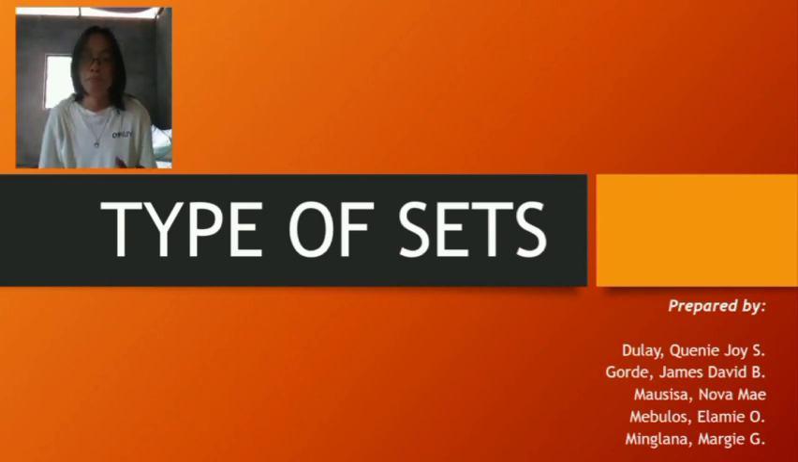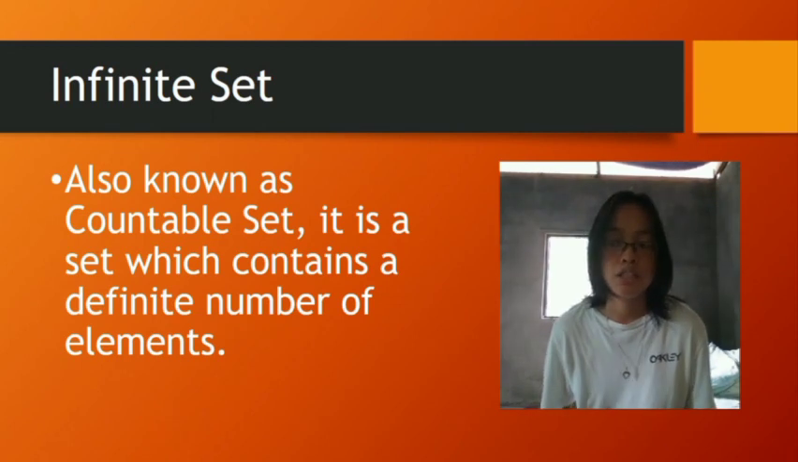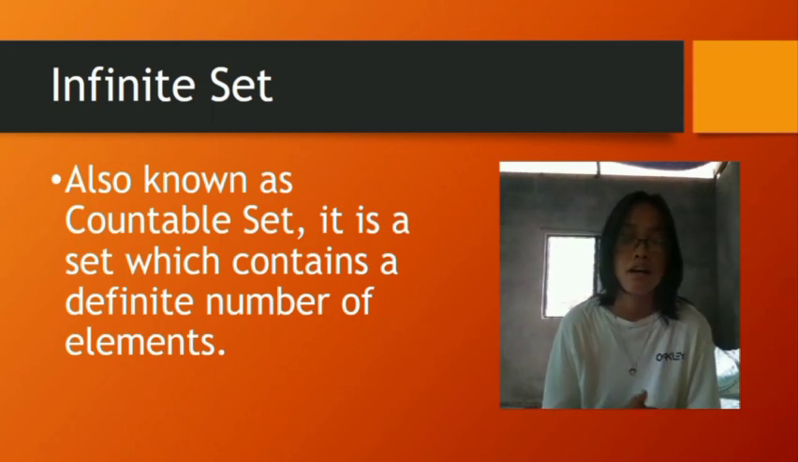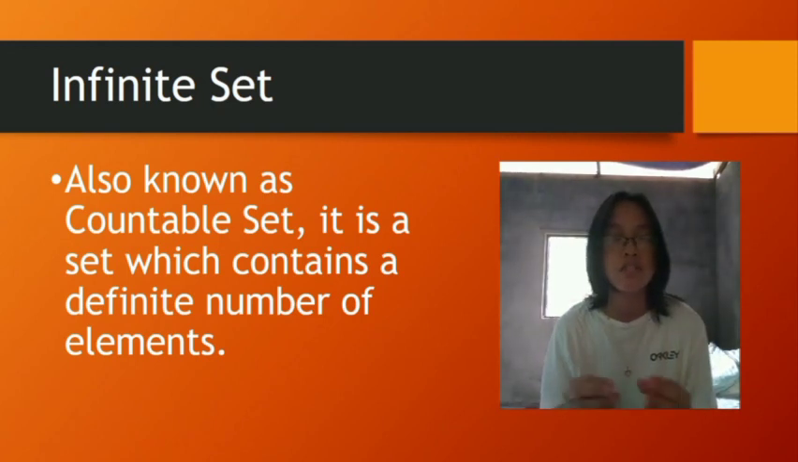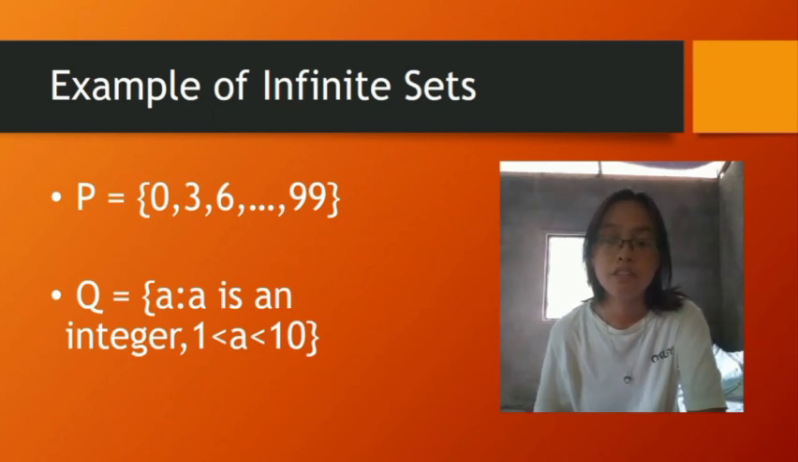So I will be the one to discuss the first type of sets, and it will be the infinite set. It is also known as countable set. It is a set which contains a definite number of elements. So we can identify an infinite set if the content of the set is countable and has definite elements. And here are a few examples of infinite sets.